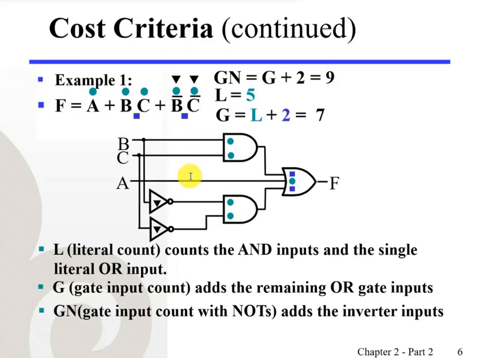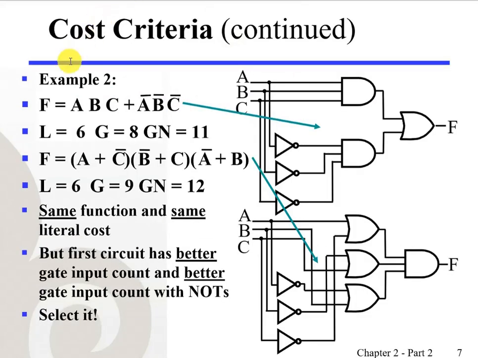If you draw this logic circuit diagram with AND gates, an OR gate, and inverters with the symbols shown here for clear visualization, A becomes one of the inputs to the OR gate, and BC, with inverters on B and C, is another gate. We can see that the literal count counts the AND inputs and the single literal OR input: 1, 2, 3, 4, and then 5. The gate input count adds the remaining OR gate inputs, so two more OR gate inputs. And Gn, the gate input count with inverters, adds 2 more inverters to the count. So we get 9.